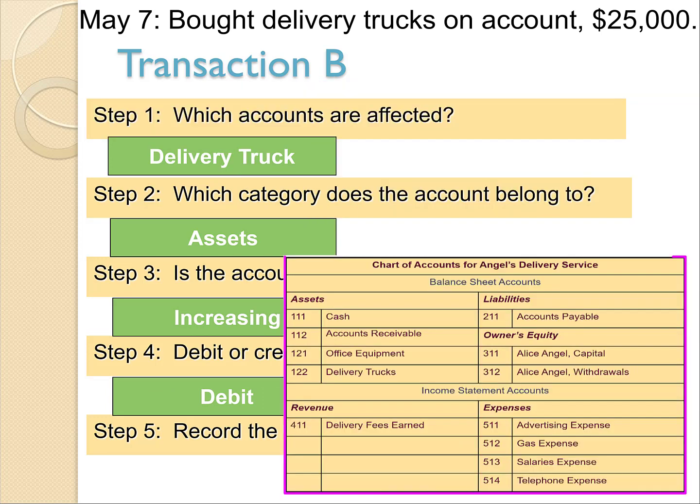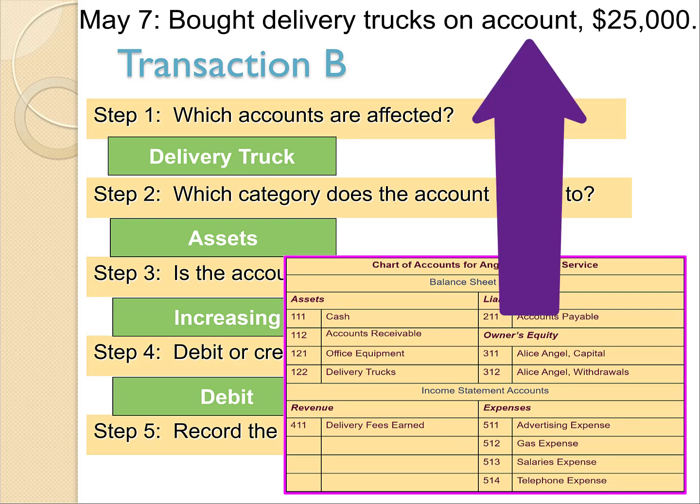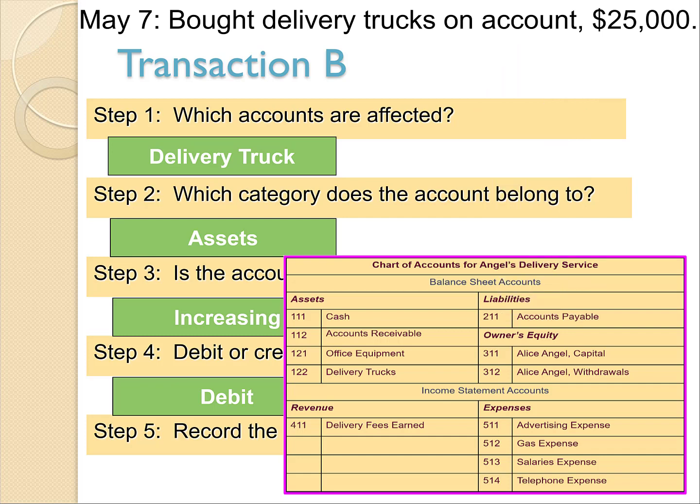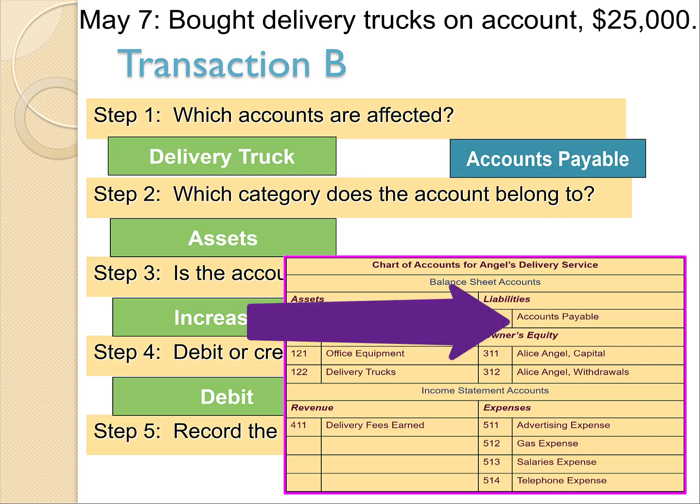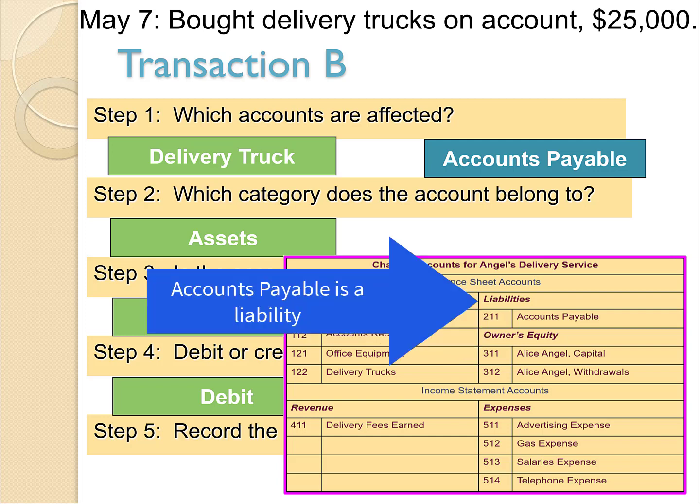Now let's figure out what the other account is. This one's a little bit trickier. Notice it says bought delivery trucks on account. Remember, if it says we bought something on account, that means we're promising to pay later. So we owe money. So what is the other account that we need to include in this transaction? It's accounts payable. And then which category does accounts payable belong to?